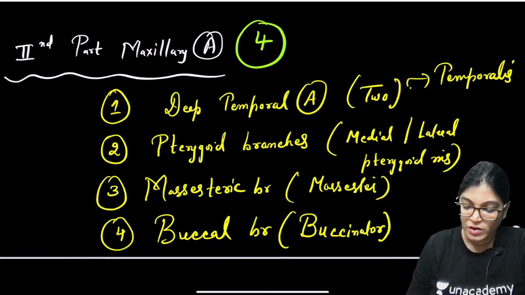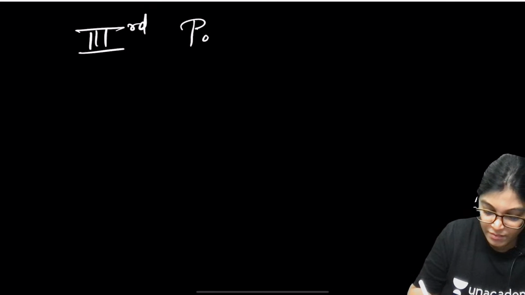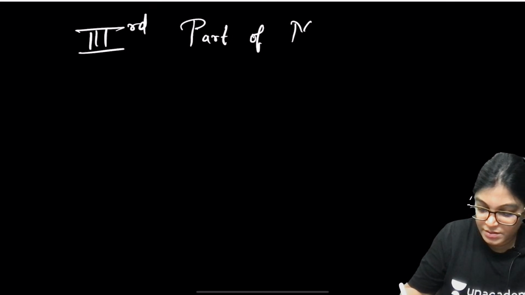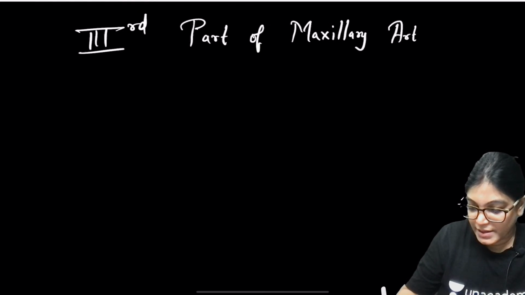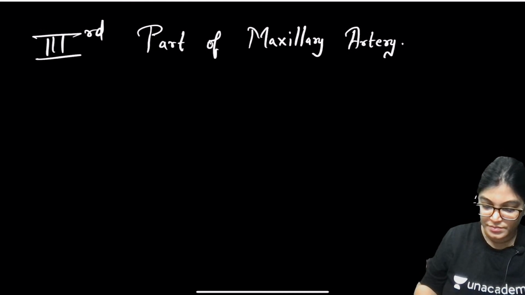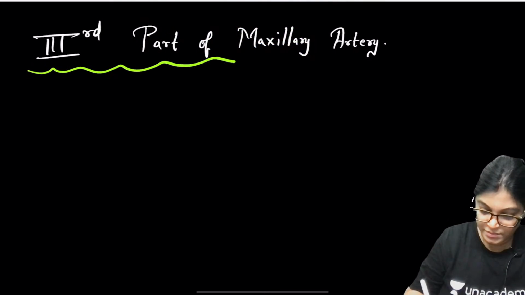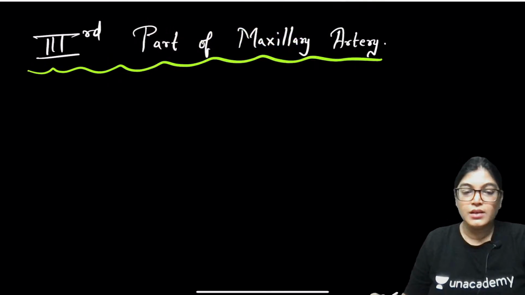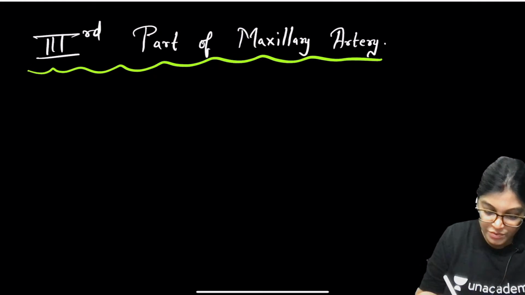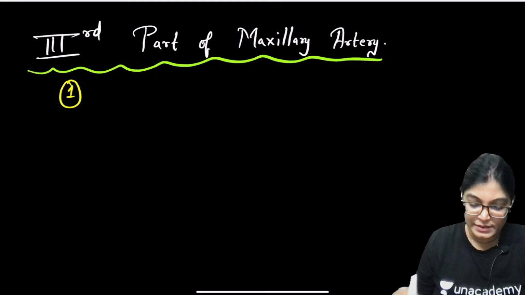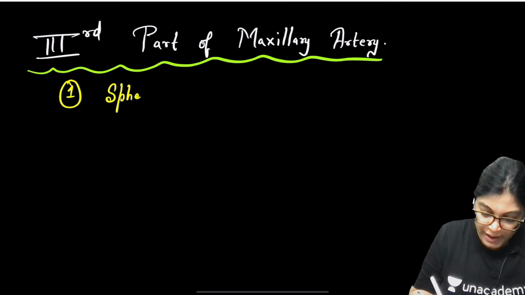Now done with this, now moving on to the branches of third part. So third part is giving 6 important branches. So write down branches of third part of maxillary artery. Branches of third part of maxillary artery. So branches of third part of maxillary artery are following. Important branches: sphenopalatine artery.